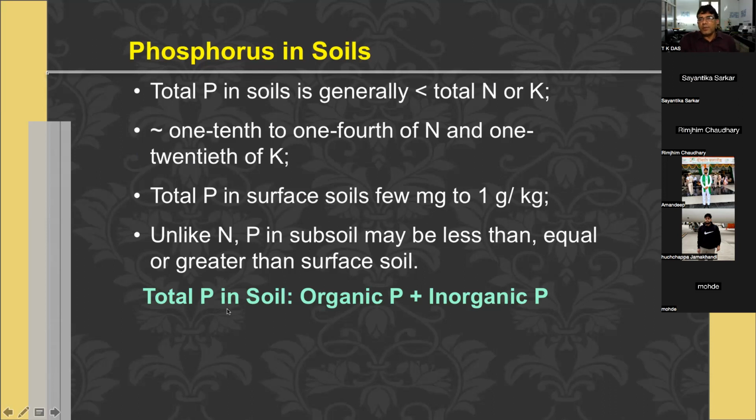So total P, there may be two forms of phosphorus in soil. One is organic phosphorus, the other is inorganic phosphorus, like you have organic nitrogen and inorganic nitrogen.